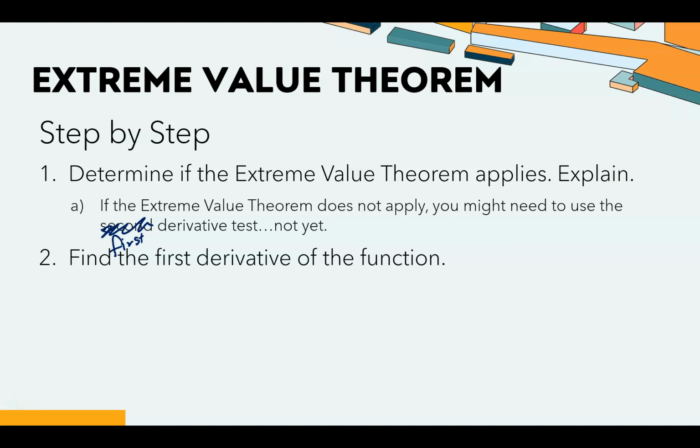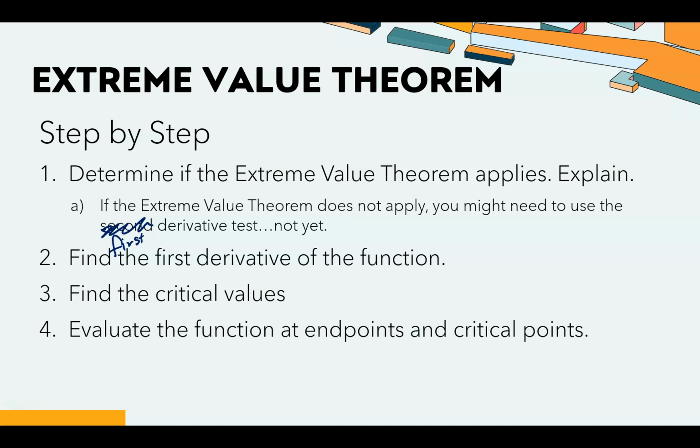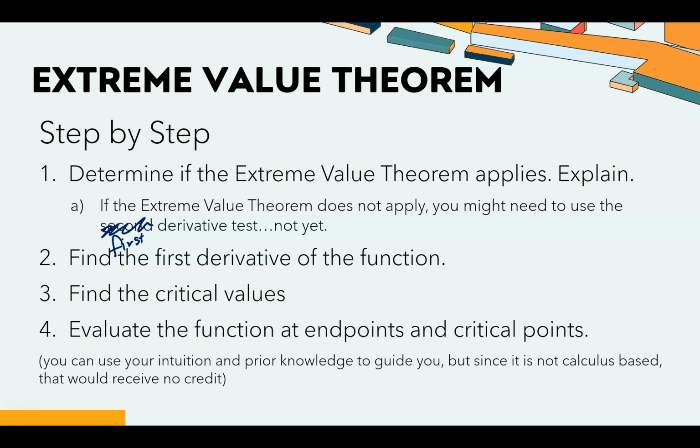Wonder why that's in there like that. Oh well. So if the extreme value theorem does apply, we're going to find the first derivative because we want to find critical values. Critical values are ones that make the derivative equal to 0 or undefined. And then once we have the critical values, we substitute those along with the endpoints back into the original function. Because if we're looking for a maximum, we want the highest y value, and that's going to happen only at an endpoint or critical value. I should have step 5 here, which is write an answer.